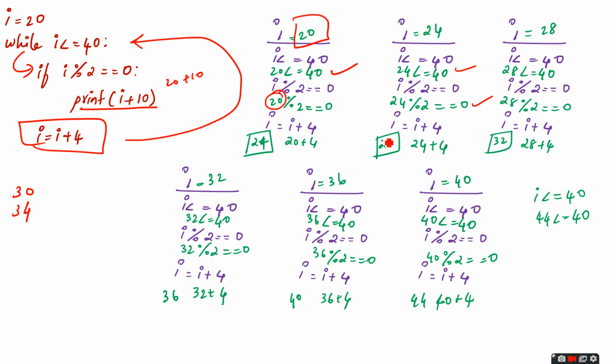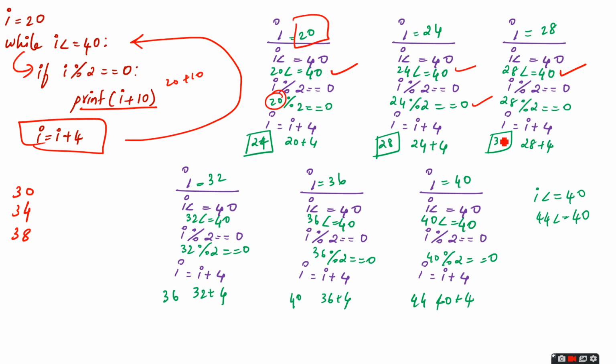Now we have to change the value of I. I equal to I plus 4. The value of I is 24. 24 plus 4, it is 28. We'll go back to the loop. We will check the condition. 28 less than or equal to 40, condition true. Then we have to check the if condition. When 28 is divided by 2, the remainder is 0. Then we have to print I plus 10. 28 plus 10, it is 38.